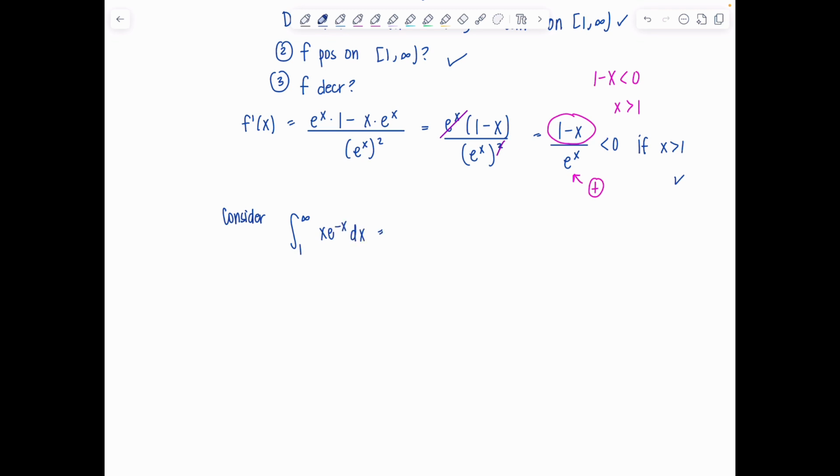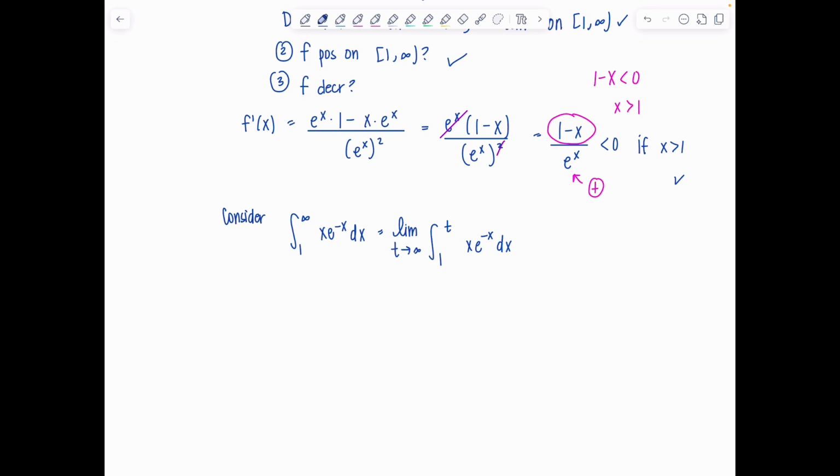Very first thing, rewrite it as a limit. Limit as t approaches infinity, integral from 1 to t, x times e to the negative x dx. Now in this case, hopefully you recognize u-sub will not work. We need to use integration by parts.